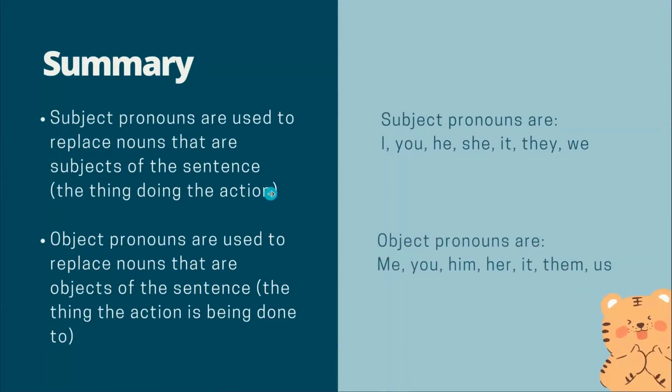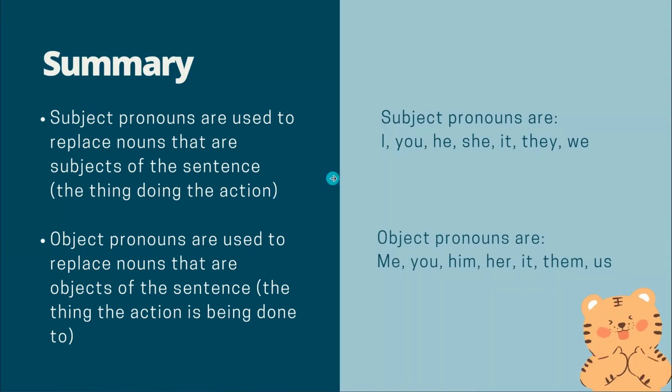So, to summarize, subject pronouns are used to replace nouns that are subjects of the sentence, the thing doing the action. Object pronouns are used to replace nouns that are objects of the sentence, which is the thing the action is being done to. The subject pronouns are I, you, he, she, it, they, we. And the object pronouns are me, you, him, her, it, them, us.